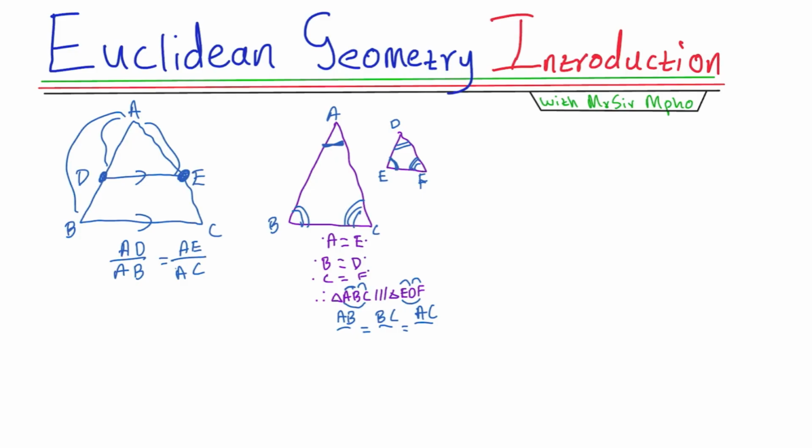AB is the first eyebrow. On the other side, ED is the first eyebrow. So I'm going to have ED on this side. BC is the second eyebrow, right? Also, DF is the second eyebrow. I write DF. Now, the smile is AC, right? Also, on the other side, the smile is EF. I'm going to write EF. So this is the proportion.